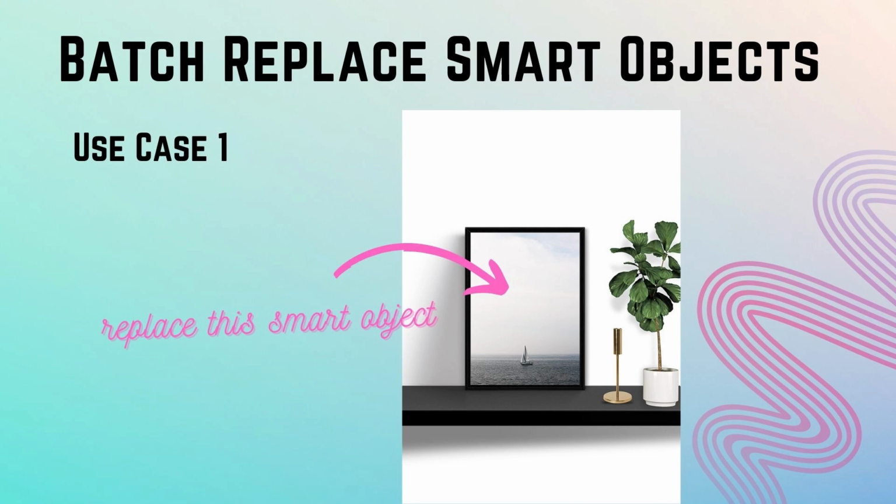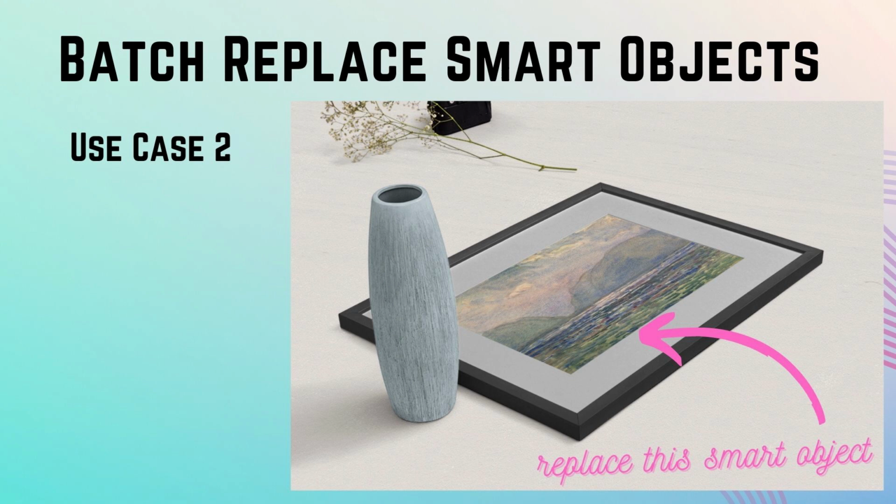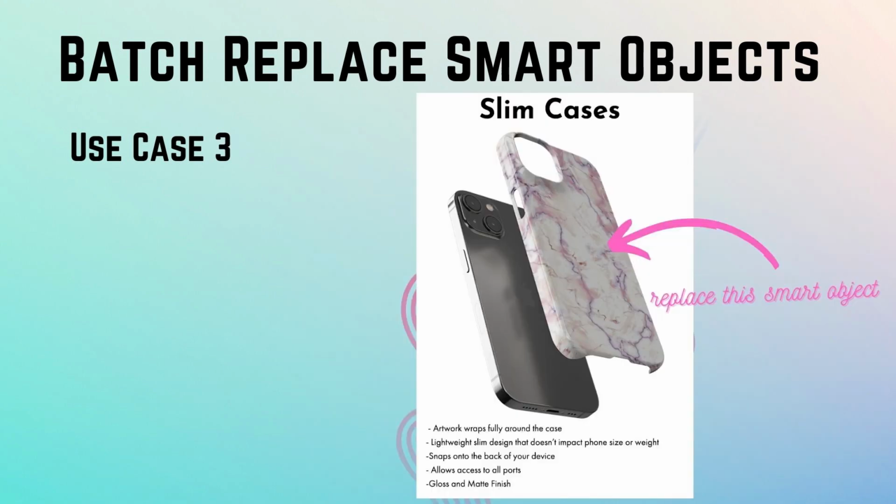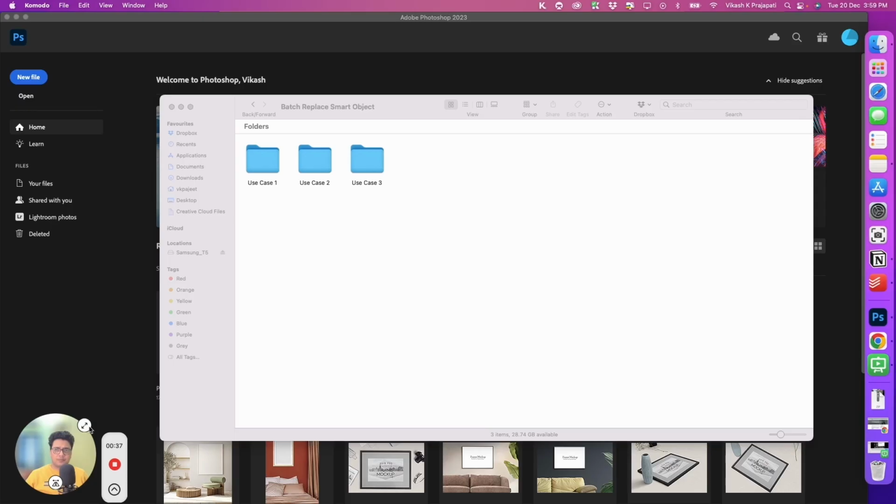Second use case is frame mockup template. Third use case is phone case mockup template. The method that I'm about to teach you will be applicable on all other use cases as well. Let us understand what the challenges involved are when you replace a smart object layer.